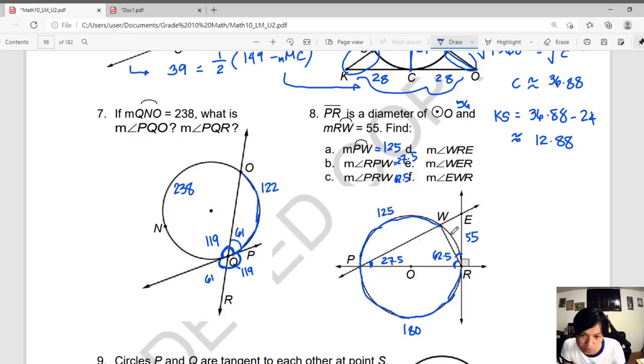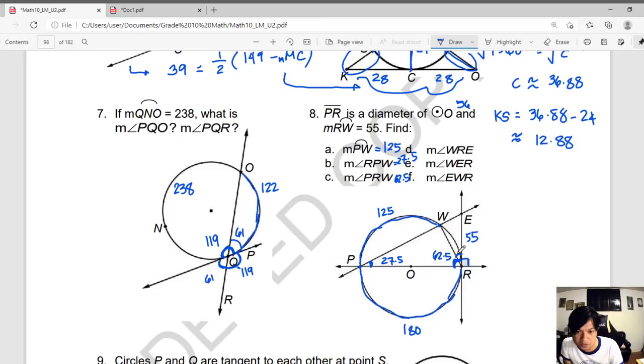Ito, makita niyo ito. This is perpendicular. Ibig sabihin, it measures 90 degrees. And also, this one also measures 90 degrees. Tama? Kita niyo ito na sign. That is a 90 degree measure. Ibig sabihin yung adjacent angle niya is also 90 degrees. Ibig sabihin since na ito siya is 62.5, to make it 90, ano na lang ang kulang dito. So 90 minus 62.5. So 27.5. So, the measure of this arc is 27.5. So, nakita niyo yung relationship.